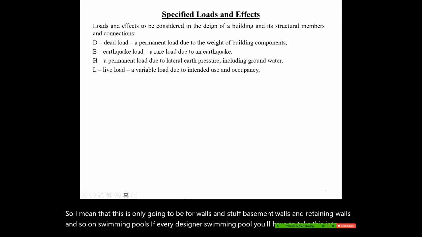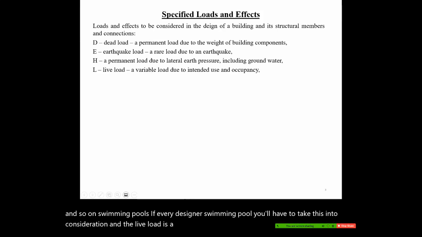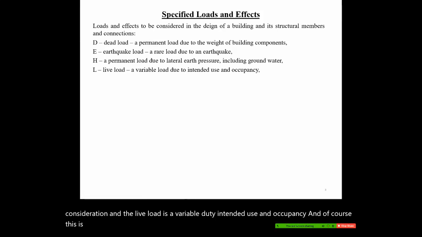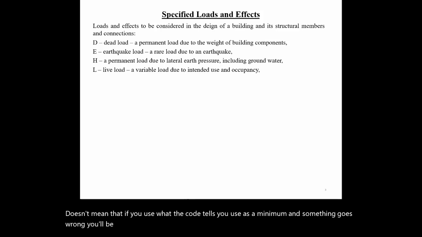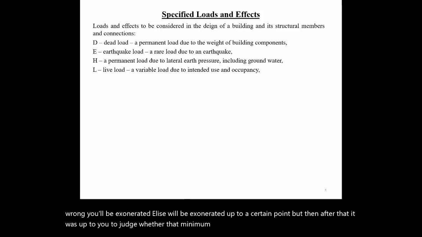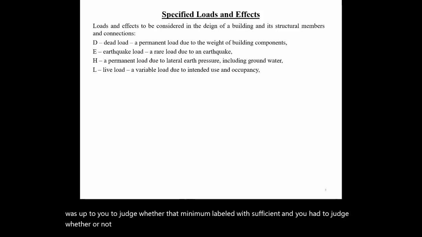And the live load is a variable load due to the intended use and occupancy. Of course, this is listed in the National Building Code, the minimum live load that a floor has to have. And I stress the word minimum, okay? That doesn't mean that if you use what the code tells you to use as a minimum and something goes wrong, you'll be exonerated. At least you'll be exonerated up to a certain point. But after that, it was up to you to judge whether that minimum live load was sufficient, and whether or not you wanted to use a higher load. So keep that in mind.